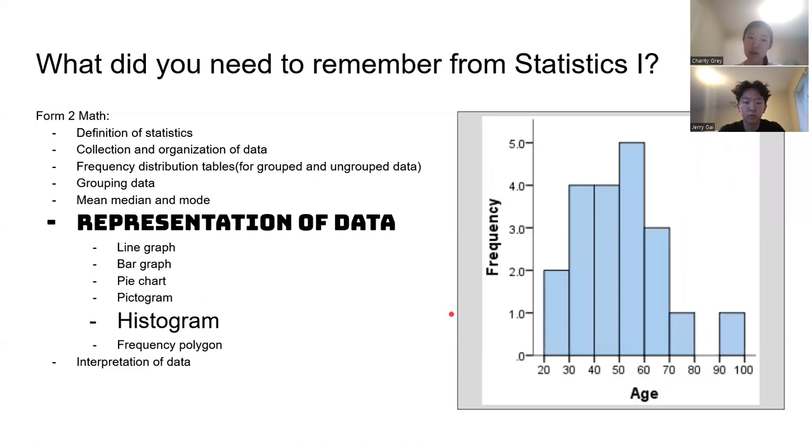A histogram is not a bar graph. And the difference is because the histogram is not a categorical variable. The histogram is about continuous variables. And in here, you can see that age is a continuous variable. You can have an age of 20, you can have an age of 20.1, 20.2, 20.3, and you can keep going on and on and on. Whereas for the bar graph, you can only have apples or oranges. You can't have anything in between.